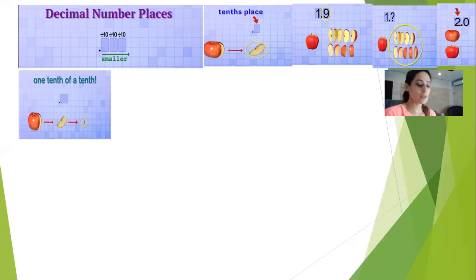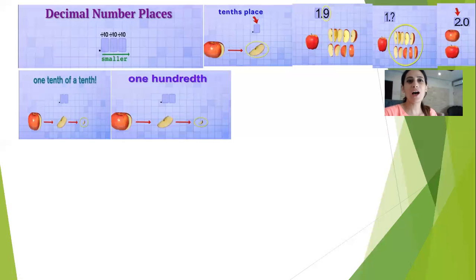What if I take this tenths and eat a little bite? Okay, what happens here? We took a small piece, yes? So after the tenth place, we have the hundredths. If you can see this tenth, I took one part of it, and here we get the hundredth. So beside the tenth place, there is the hundredth place.